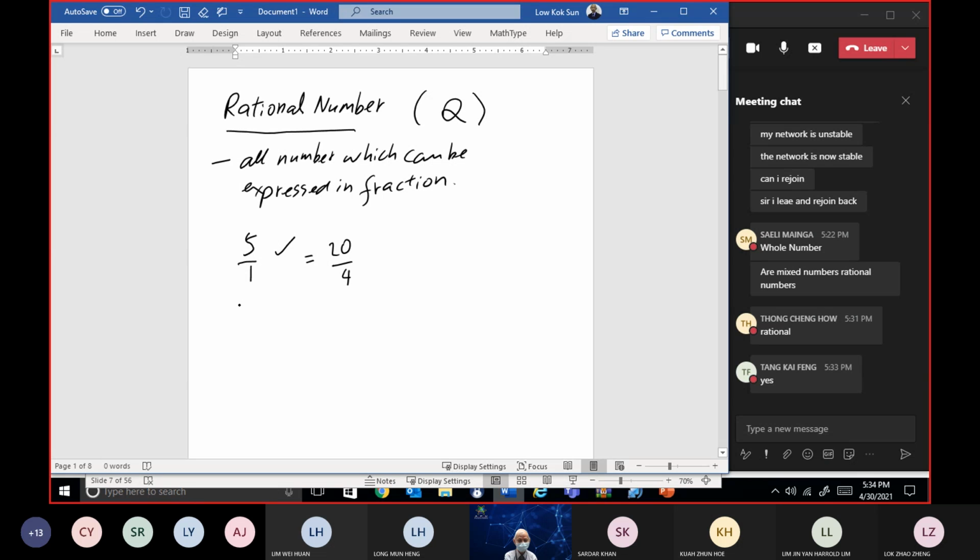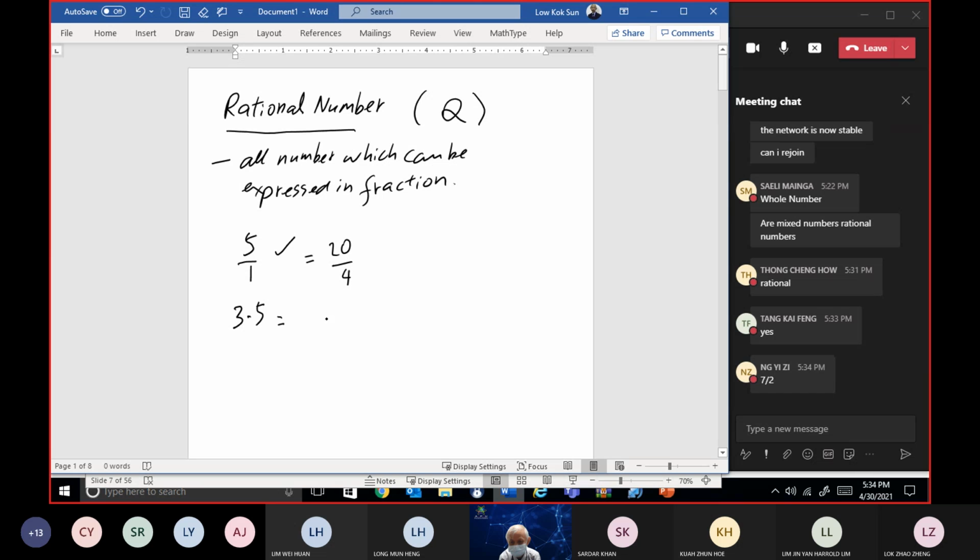Now is 3.5 rational? Yes. Why? It's 7/2. There are so many ways. You can say 3.5, so this is also a fraction. This is an improper fraction. This is a mixed number fraction. And how about this one?